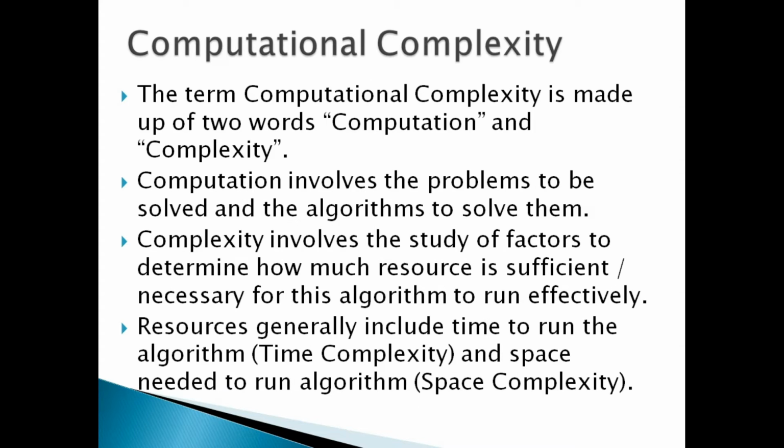Next we have computational complexity. This combined term consists of two terms. One is computation, another is complexity. What is computation? Computation involves the problems to be solved and the algorithm to solve them. So first you will be having a problem, and beside that you will be having some algorithms to solve that problem. For example, searching in a list is a problem, and the two algorithms present with us are linear search and binary search.